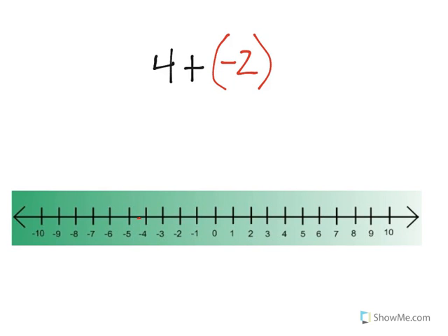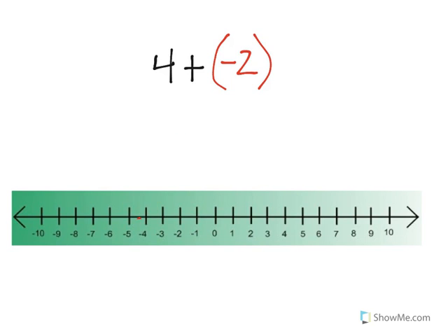Now guys, real quickly, I'm going to explain why I'm putting that parentheses here. I'm putting the parentheses there because if I put it like this, that looks like 4 plus -2. The parentheses here lets you know that the operation is addition, 4 plus, and this represents that it's a negative, not 4 plus minus. Okay, I just wanted to clarify that.